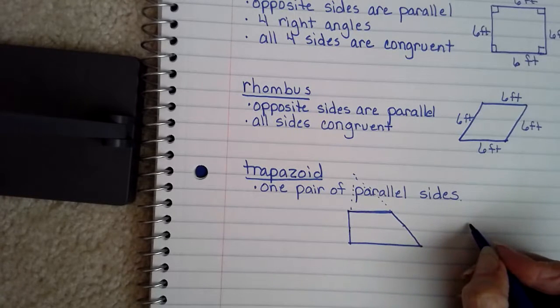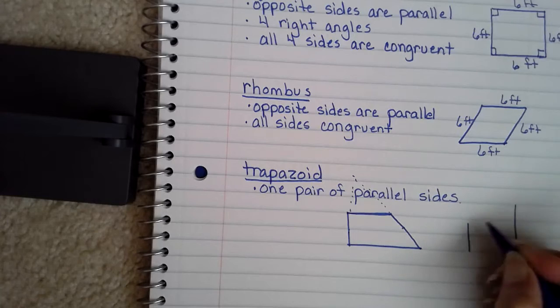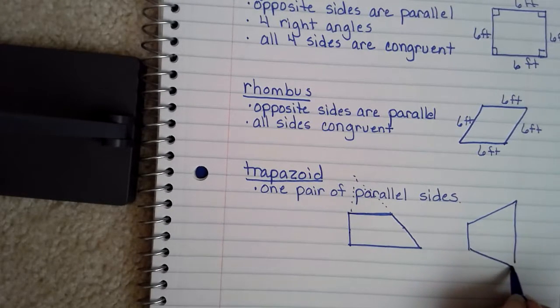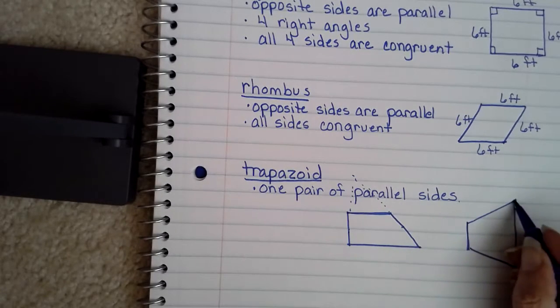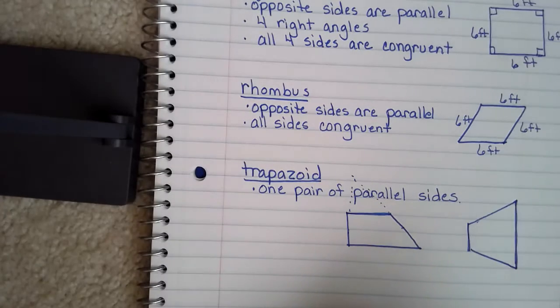It could also look like the sides could be parallel, and it might look something like this. And that's also a trapezoid. This side is parallel to this side, but this and this are not parallel to each other.